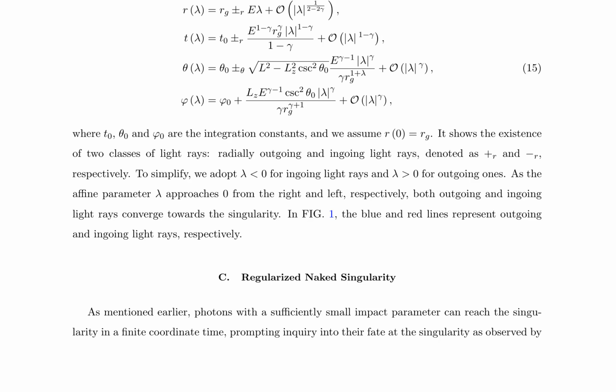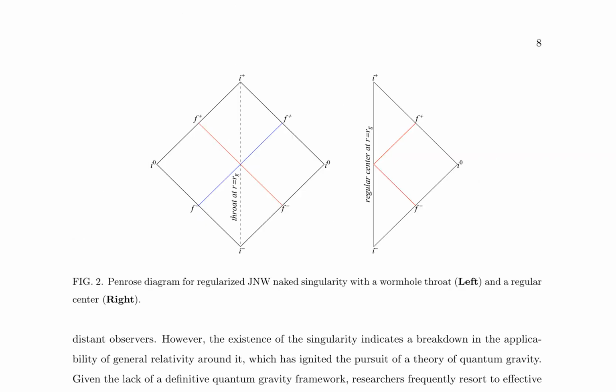The authors then proceed to discuss the regularized naked singularity, exploring the fate of photons with a sufficiently small impact parameter that can reach the singularity in a finite coordinate time. The pursuit of a theory of quantum gravity is driven by the breakdown of general relativity near singularities, where spacetime curvature becomes infinite and physical laws cease to apply. To study null geodesics at these points, researchers employ effective models that regularize singularities, enabling investigations into null geodesic characteristics.